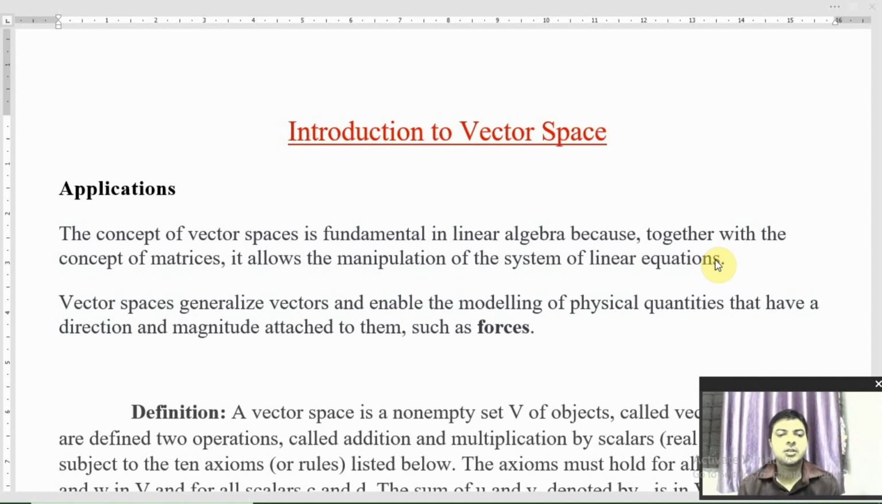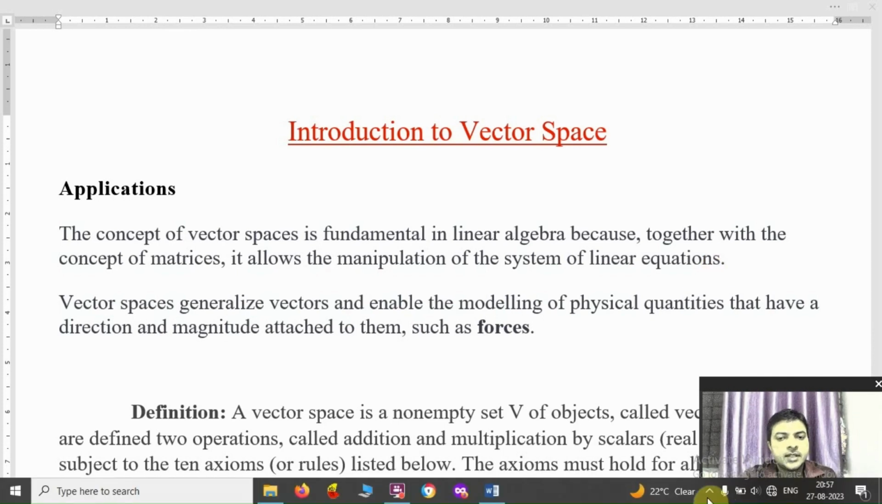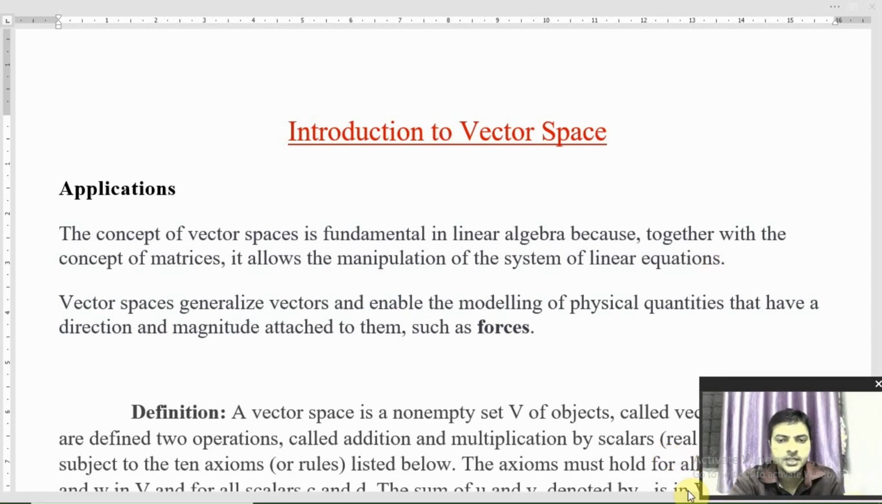Here I have the concept of vector application. It is fundamental in linear algebra because, together with the concept of matrices, it allows the manipulation of systems of linear equations. Vector spaces generalize vectors and enable the modeling of physical quantities that have a direction and magnitude attached to them, such as force. Vectors have a very large application: with the magnitude we have direction, and in space, with the directions i, j, k, it gives us a vector space. So this is the application we have.